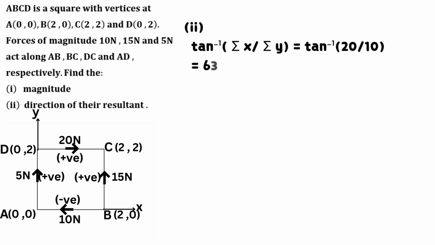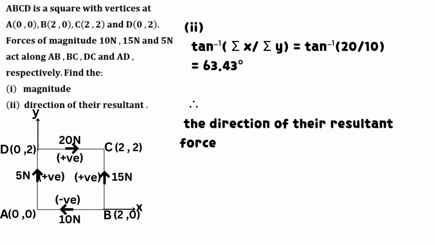For the direction of their resultant force, arctan the sum of forces acting on the x-plane divided by the sum of forces acting on the y-plane equals arctan 20 divided by 10, which equals 63.43 degrees, to 2 decimal places.